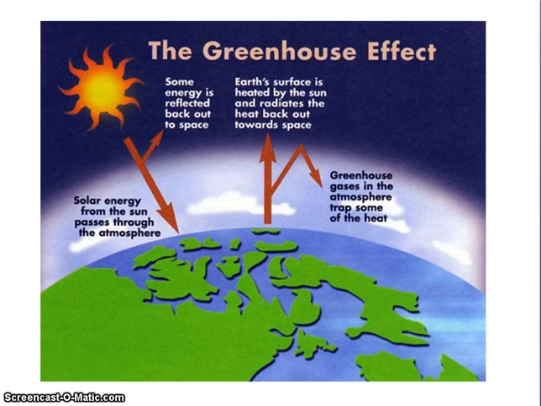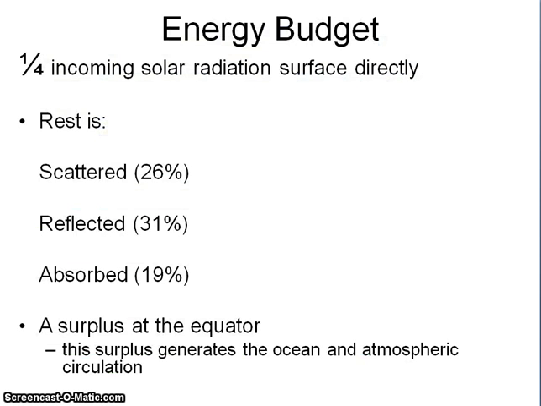then gets trapped. The book talks a lot about an energy budget, how much comes directly to the surface, how much is scattered, what is the overall albedo or reflectivity of the Earth's surface, the total amount, and then what we end up with, though, is a surplus of heat at the equator, and how this is really an important aspect for generating atmospheric and oceanic circulation.